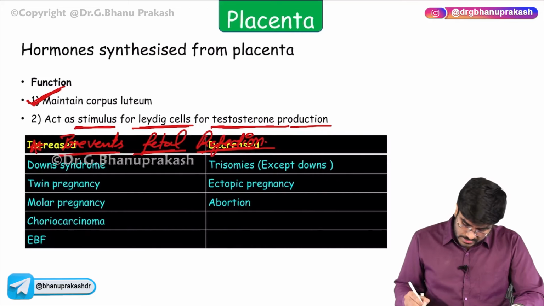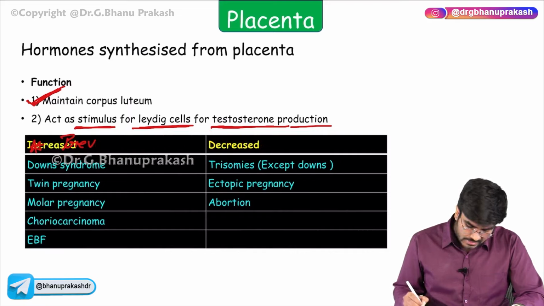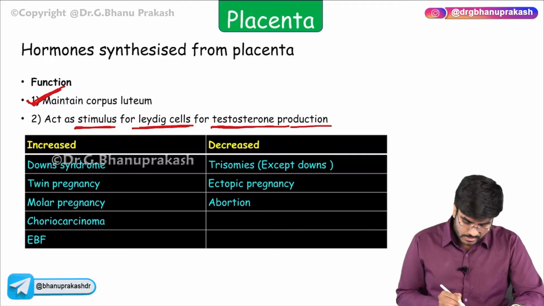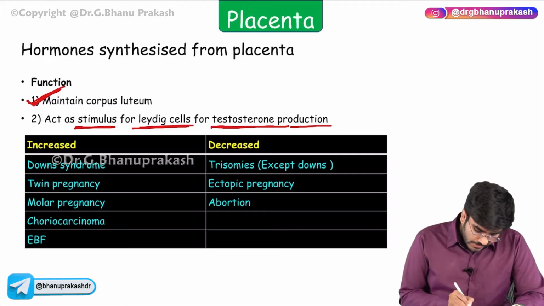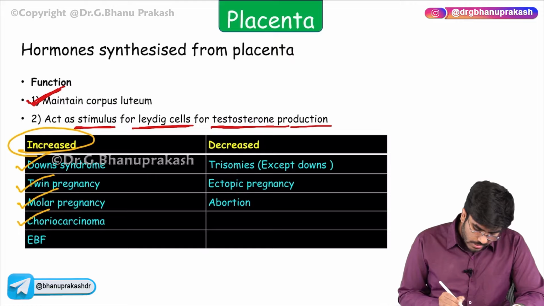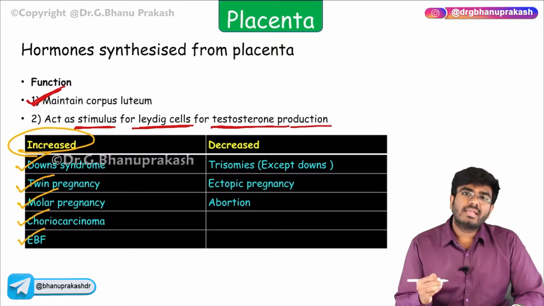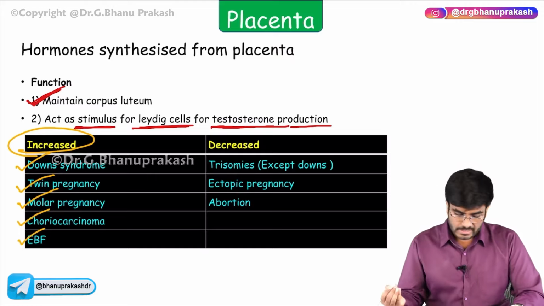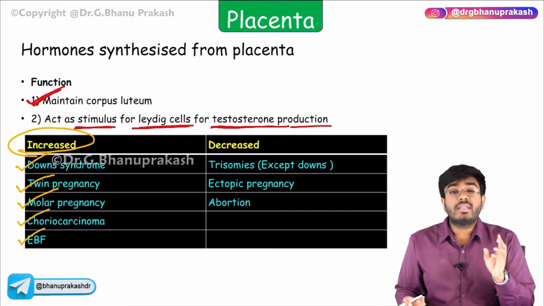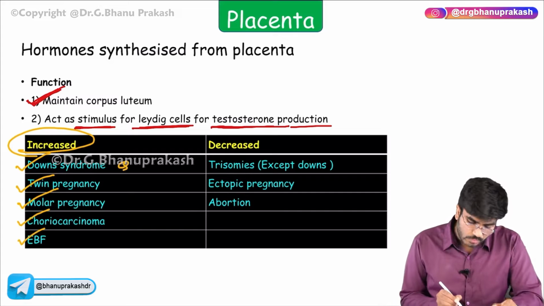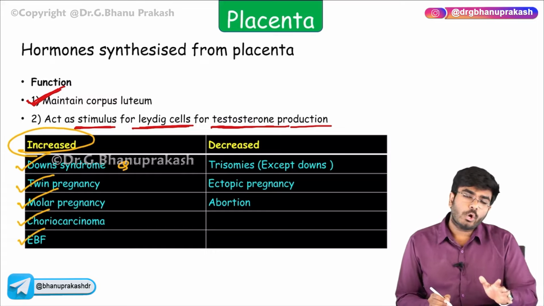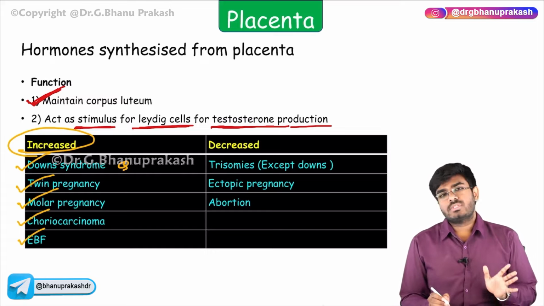Now after this, please concentrate here. Let's see what are the conditions where beta HCG is increased and beta HCG is decreased. Okay, see here, beta HCG is increased in Down's syndrome, twin pregnancy, molar pregnancy, choriocarcinoma, and EBF. What exactly is EBF? Erythroblastosis fetalis. So beta HCG is increased in, very important, Down syndrome, twin pregnancy, molar pregnancy, choriocarcinoma, and erythroblastosis fetalis.